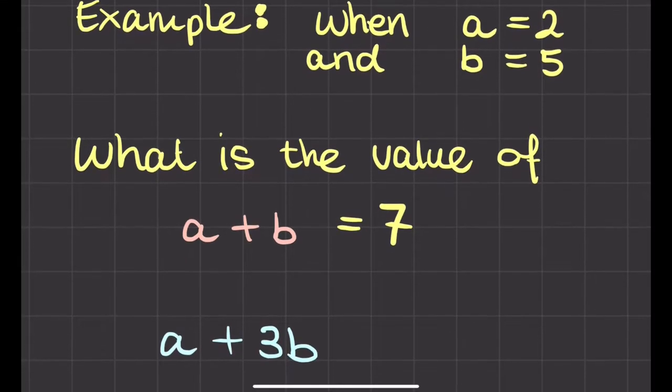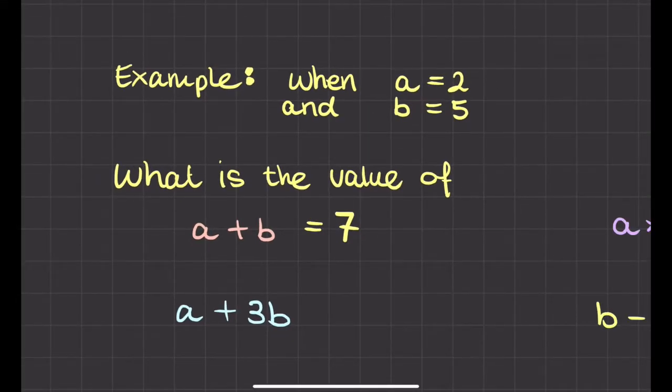I could do that for another one, couldn't I? What about this one here? A plus 3b. Right. Bit more work now. I know what a is. A is going to be 2, and I'm adding on 3 groups of b. What's b? B's 5. So I need to do my order of priority here, don't I? So we've got 3 times 5. We'll do that first. So that'll be 15. 15 plus 2 is 17. So this is going to give me an answer of 17.